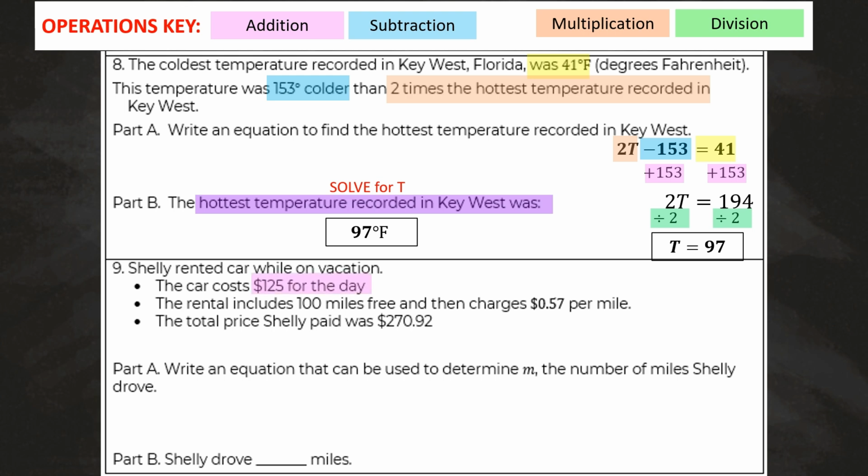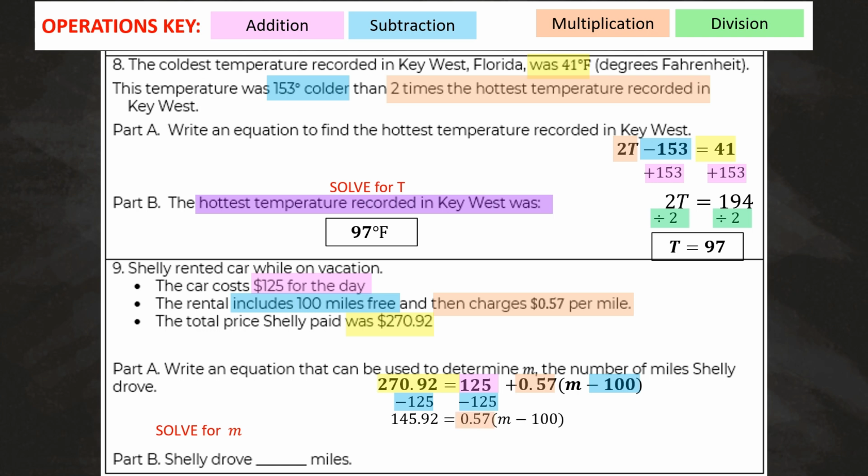All right, Shelly rented a car while on vacation. The car costs $125 per day. It includes 100 miles free and then charges 57 cents per mile. Her total price that she paid was $270.92. So we're going to subtract 125 from both sides. Then we're going to divide by 57 cents. And finally, we're going to add 100. So 356 is equal to M. So Shelly drove 356 miles.